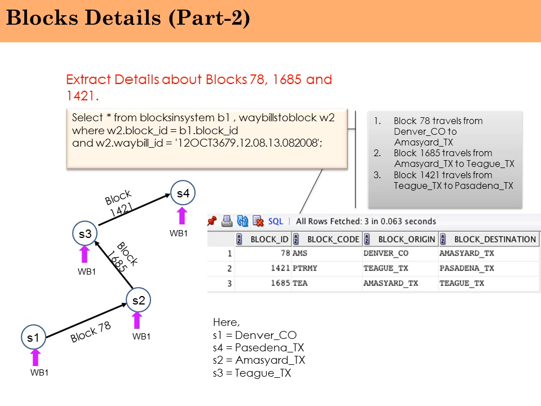Now, block level information is stored in table blocks in system. Firing a query on this table and filtering it by variable ID gives details for each block. For example, as we can see here, block 78 travels from Denver to MS Yard, block 1685 travels from MS Yard to Teague, and block 1421 travels from Teague to Pasadena.